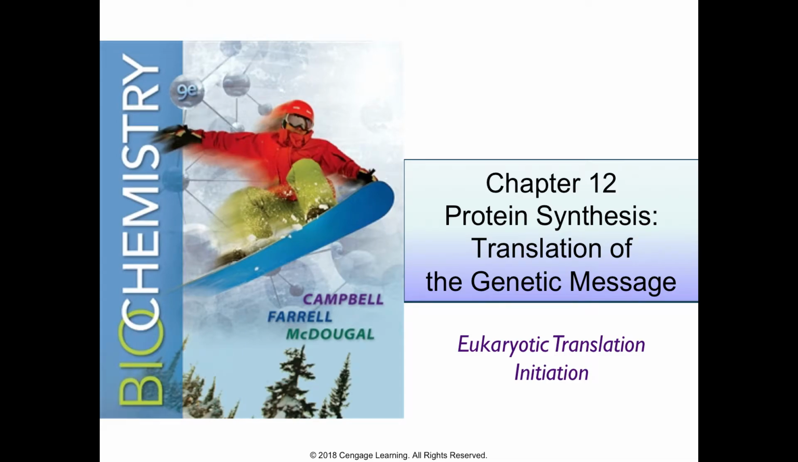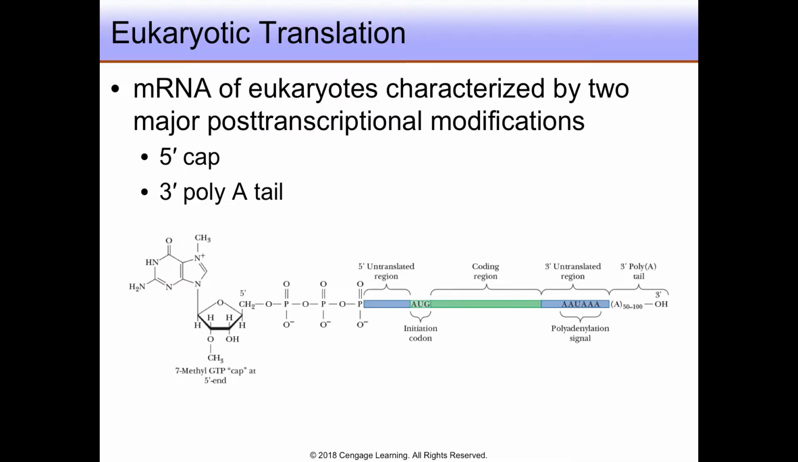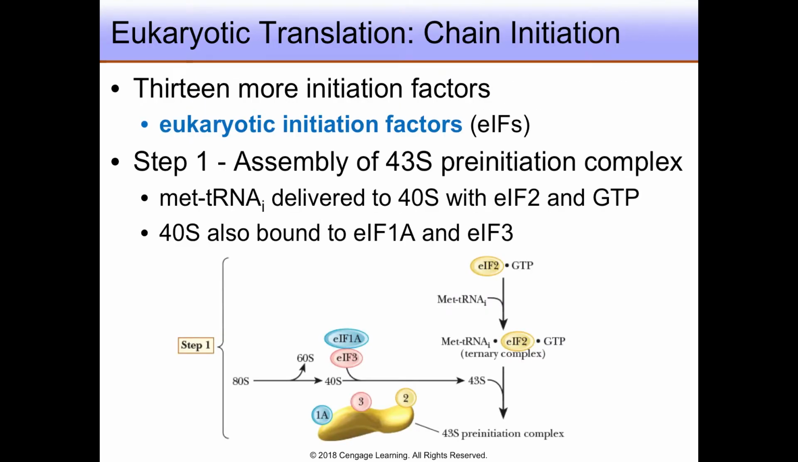Having a good understanding of the principles and processes of prokaryotic translation, let's see how the process differs in eukaryotes. Recall that eukaryotic mRNA is modified to include a 5' cap and a 3' poly-A tail, as shown in the figure below. For chain initiation in eukaryotes, there are 13 more initiation factors, clearly a more complex system. To designate a eukaryotic initiation factor, we precede the label with a lowercase e.